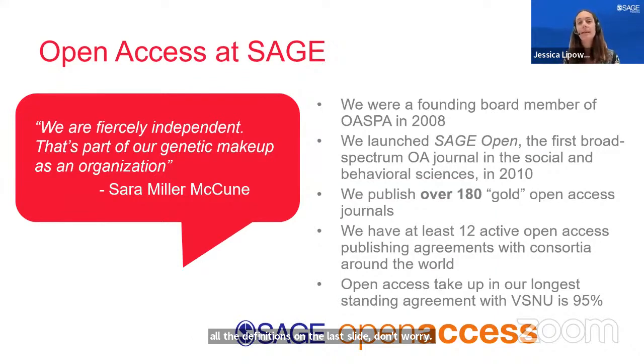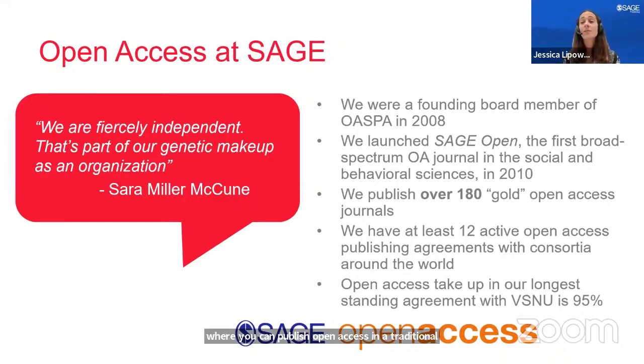We did mention this was an option. Open access has been around quite a long time here at SAGE. We were a founding board member of OASPA in 2008. SAGE Open, who you might be familiar with, was our first broad spectrum open access journal in social and behavioral sciences that launched in 2010. And now we publish over 180 gold open access journals, what are considered fully open access. We also offer hybrid open access through our SAGE Choice program. Many other publishers offer this as well, where you can publish open access in a traditional subscription journal.